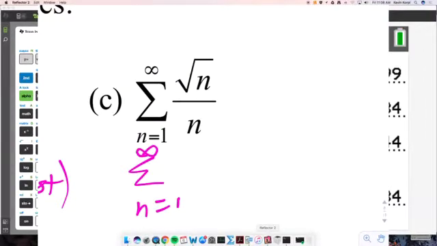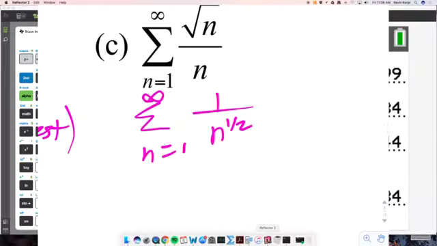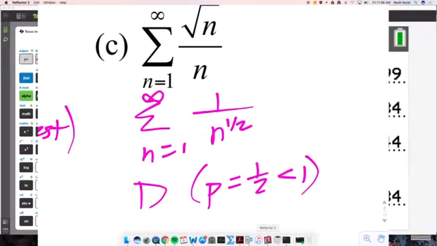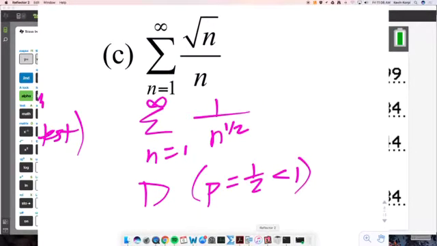If you simplify this, you get 1 over the square root of n, which is 1 over n to the 1/2. How about this guy? Does he go fast enough to the x-axis? No. So this one also diverges. It's a p series. P is equal to 1/2, which is less than 1. Would the nth term test work here too for divergence?